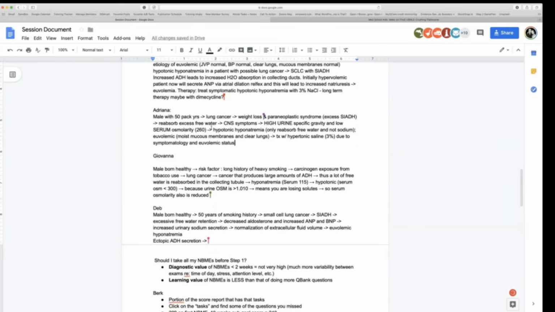All right. So Adriana, let's look at yours. Male with a 50-pack-year history develops lung cancer. Wonderful. Specifically, I want you to say it should be small cell, not just any lung cancer. That leads to weight loss because it's cancer, and a paraneoplastic syndrome, SIADH. We have the retained free water and CNS symptoms.